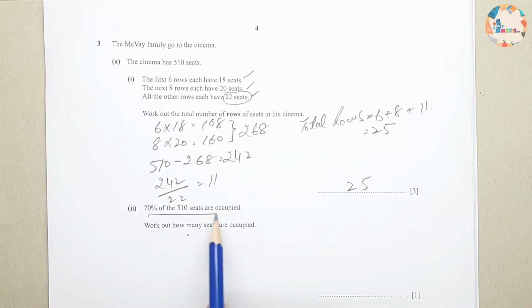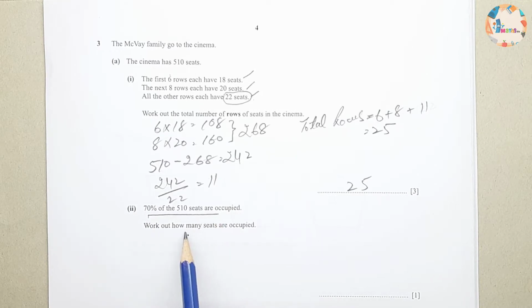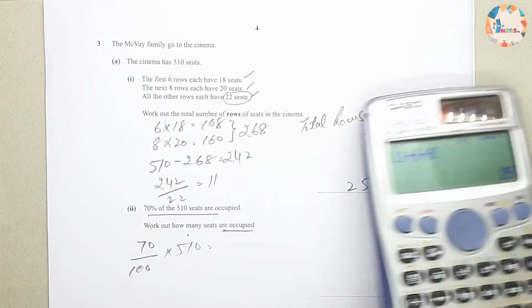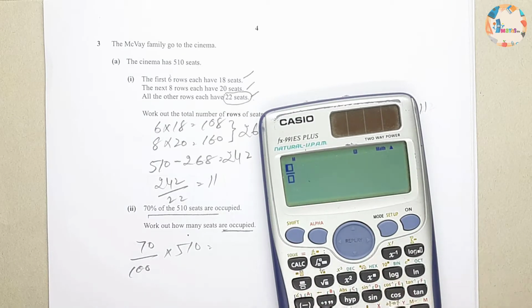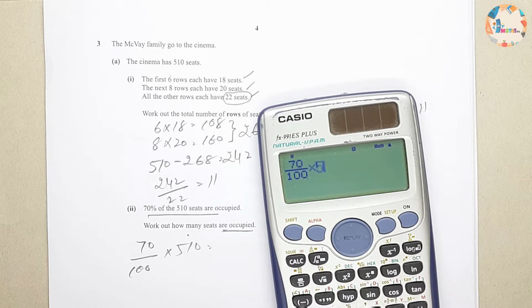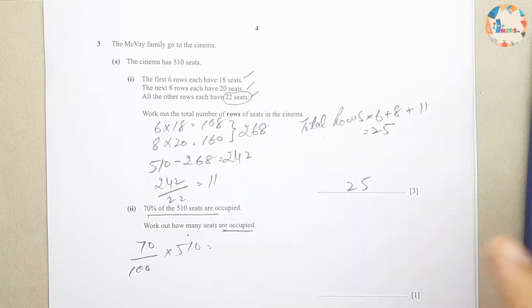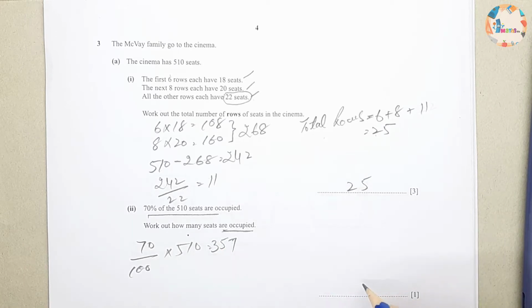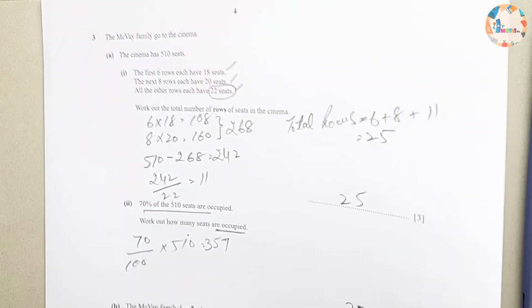70% of 510 seats are occupied. Work out how many seats are occupied. So 70% of 510 we can calculate, this will be equal to 357. So 357 seats are occupied. This is what we can write here.